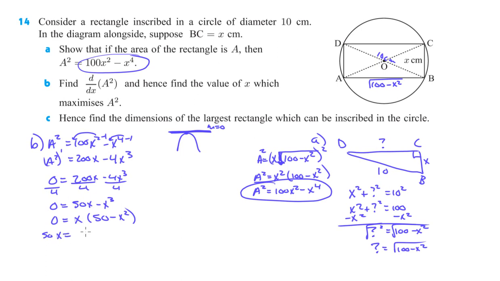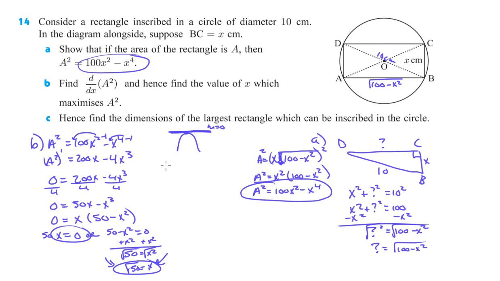So x is going to have to equal 0, right? Because x can equal 0 here. Or 50 minus x squared equals 0, right? Add x squared to both sides. 50 equals x squared, and we square root both of those, so x can equal the square root of 50, or x can equal 0 in this case. If x is 0, then it doesn't actually make a rectangle here, so we're going to get rid of that and go with the square root of 50. This would be maximized when x is the square root of 50.